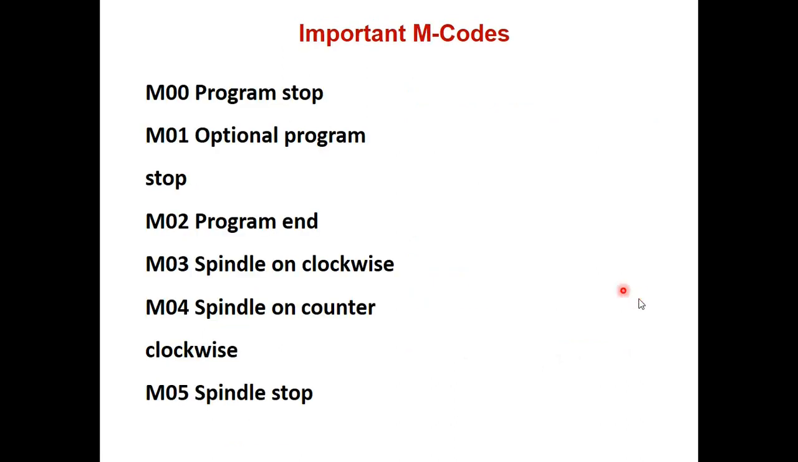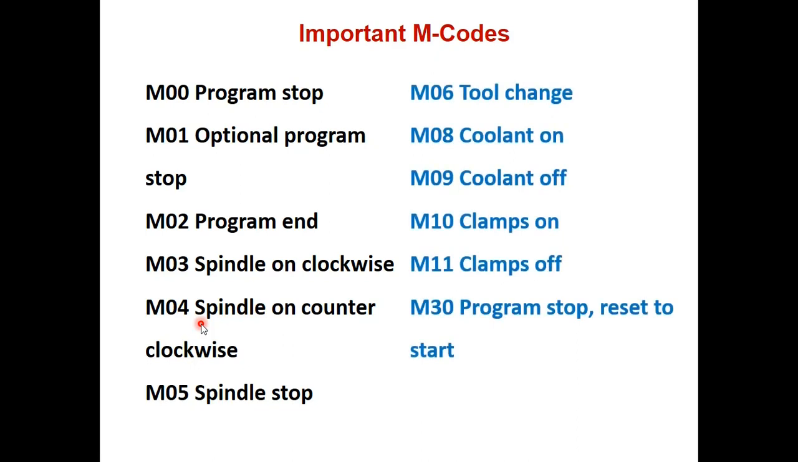Next are M codes. These are a few M codes: M00 program stop, M01 optional program stop, M02 program end, M03 spindle on clockwise, M04 spindle on counterclockwise, M05 spindle stop, M06 tool change. For coolant on and off we use M08 and M09. For clamping on and off we use M10 and M11, and the program is stopped and reset to start using M30.